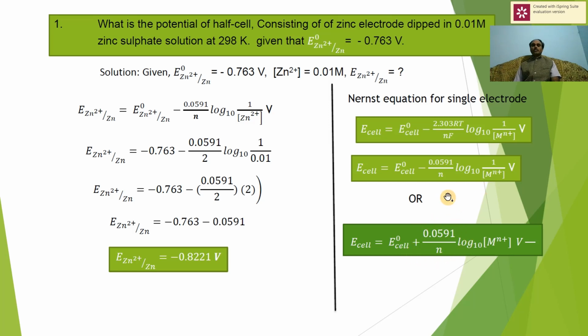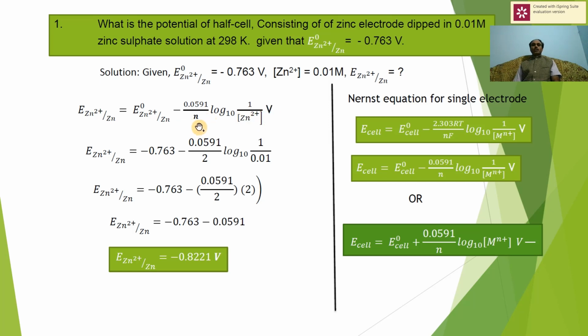So I have to use either of these two equations to calculate the half cell potential of the zinc. So the formula I have written to calculate the potential of this zinc electrode or half cell is equal to the standard reduction potential of the zinc minus 0.0591 divided by n, log of 1 divided by molar concentration of Zn2+, the unit is volt.